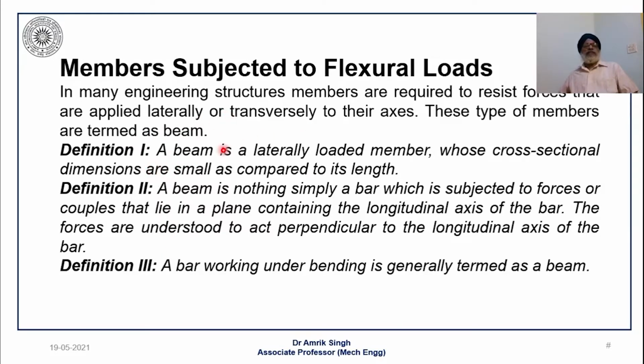The first definition of a beam can be given as: a beam is a laterally loaded member whose cross-sectional dimensions are small as compared to its length. Second definition: a beam is simply a bar which is subjected to forces or couples which lie in the plane containing the longitudinal axis of the bar. The forces are understood to act perpendicular to the longitudinal axis of the bar. Third definition: a bar working under bending is generally known as a beam.